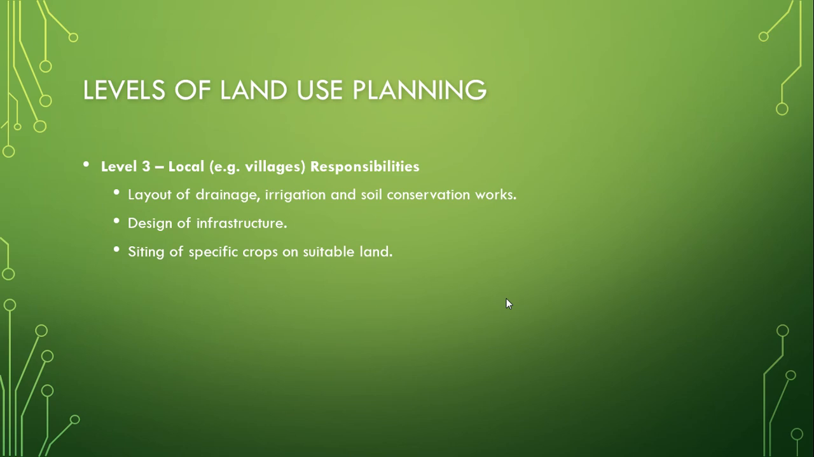Some of the things you find they would have to do is determine the layout for new or improved drainage, irrigation, and determine the best places for soil conservation work, because they know the area, they have the information, they know the community, they understand what the people want, what they need. They can also determine what the design of certain infrastructure should look like. And also they are able to determine where is the best place to develop certain types of agriculture, certain types of crops, because they will understand the details of the soil, of the environment.